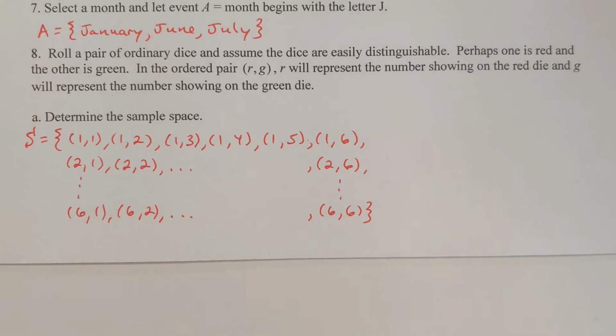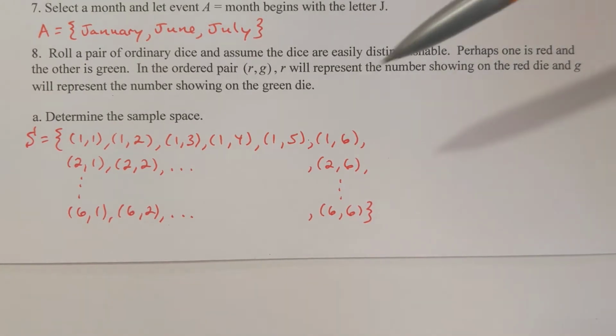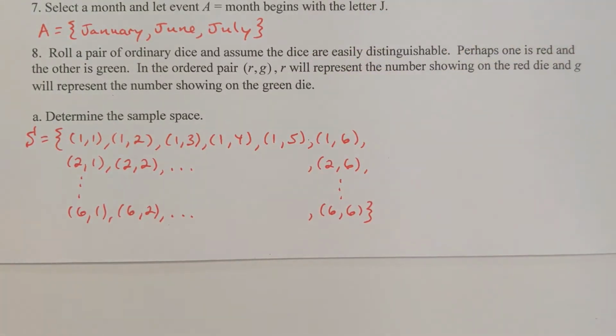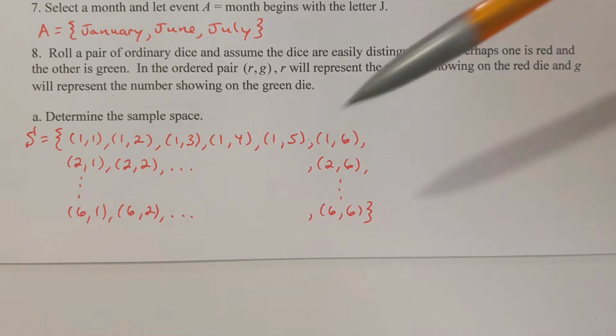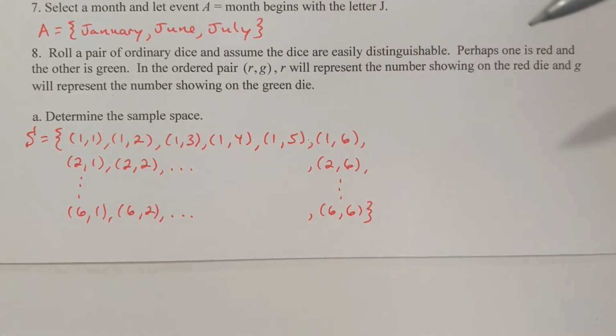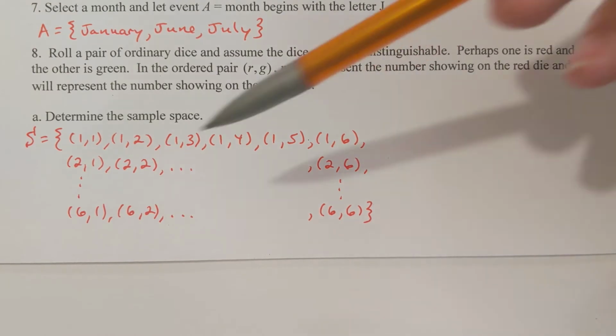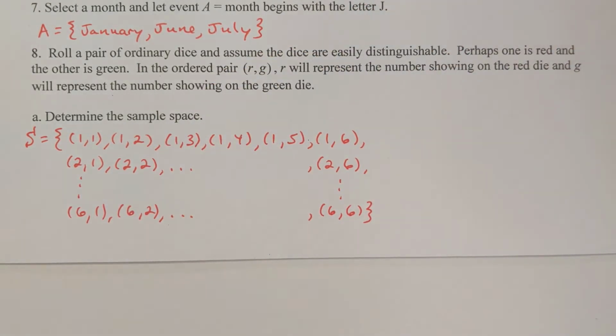So how many elements did I list total in this set? Well, it'll be 36 elements total. So 6 rows by 6 columns. 6 times 6 is 36.